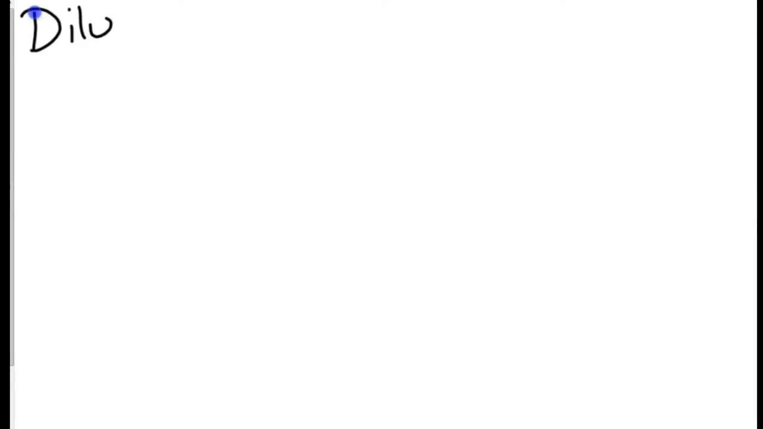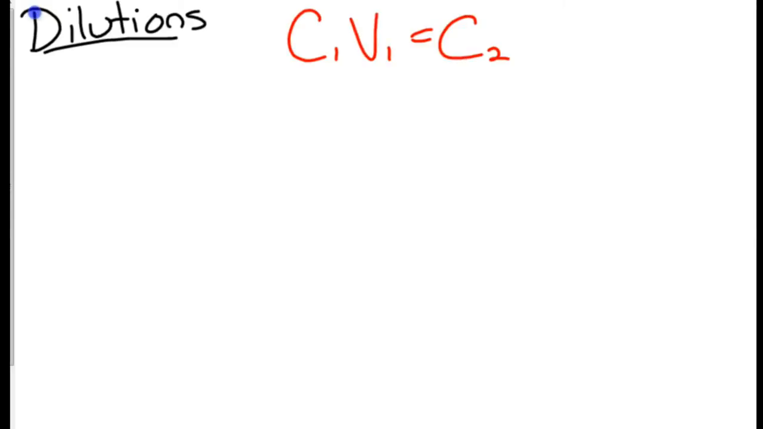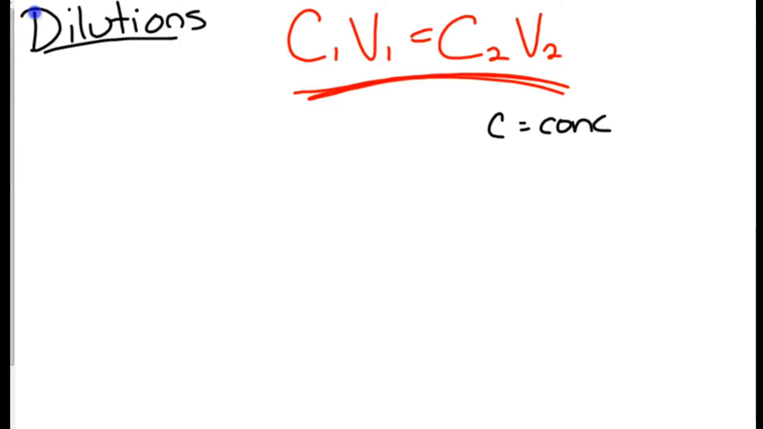Just a quick video to make sure you guys know how to do dilution calculations. Now, there is one holy grail of equations when doing these calculations. C1 V1 equals C2 V2. C is concentration and V is volume, 1 being initial and 2 being final concentration or volume. Now, remember this equation and let's try an example.